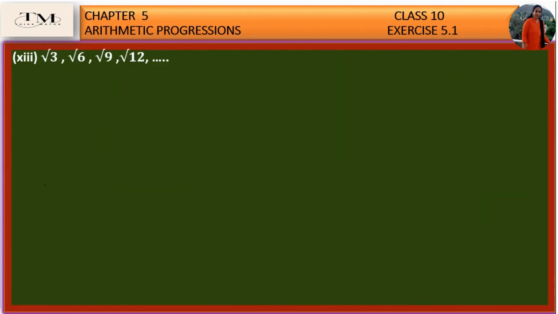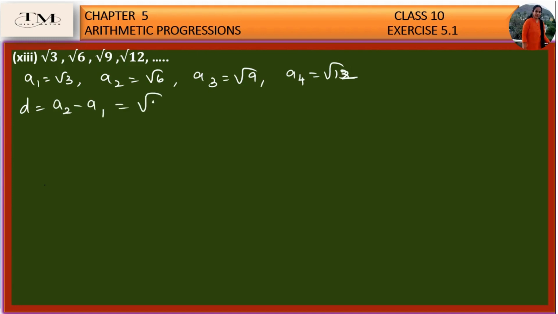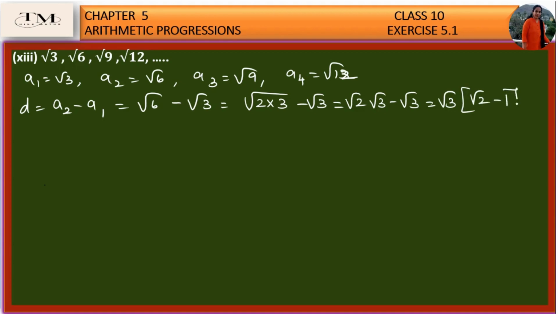So the next problem, root 3 is the first term. The second term is root 6. Third term is root 9. Fourth term is root 12. So what is D? A2 minus A1. It is root 6 minus root 3. So root 6 can be written as root 2 into root 3 minus root 3. So if I take root 3 as common, it will be root 2 minus 1.